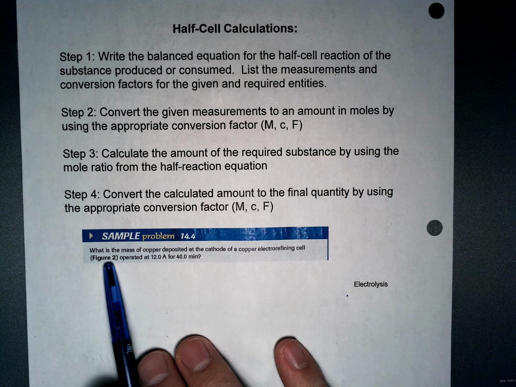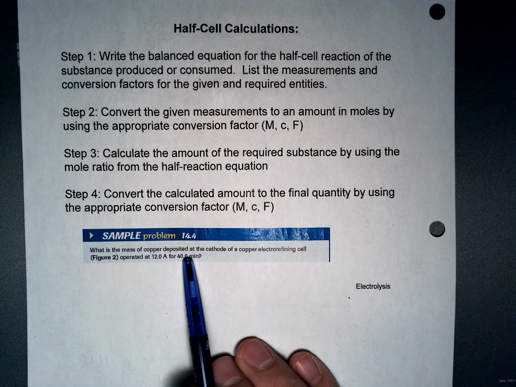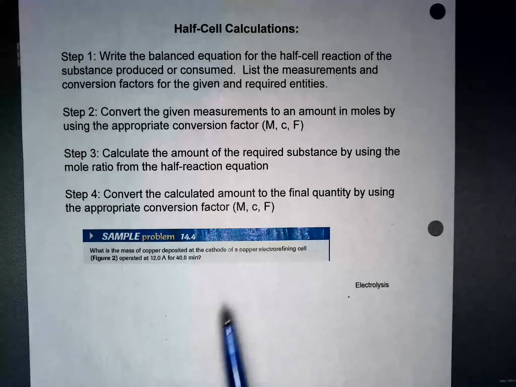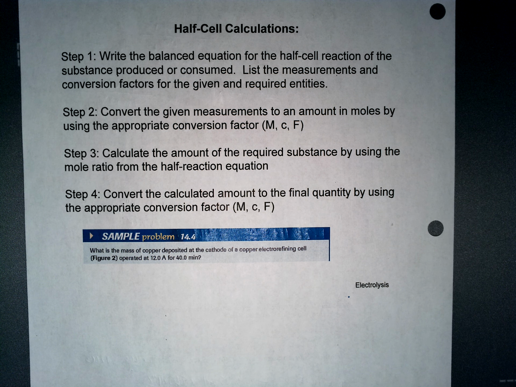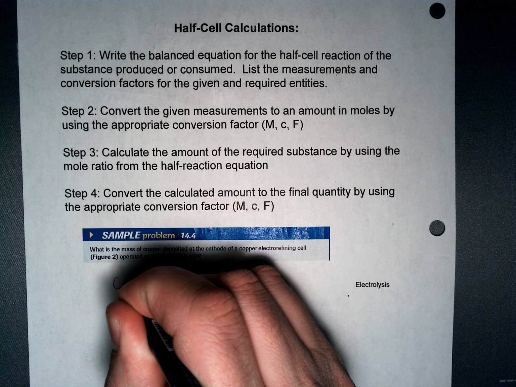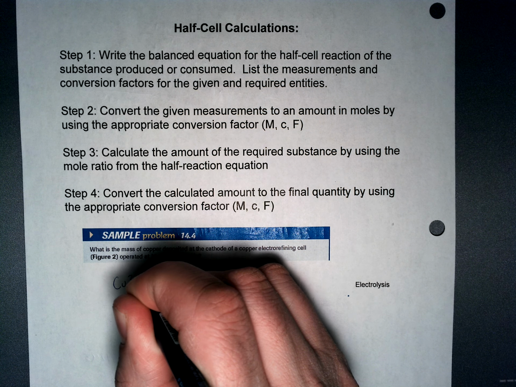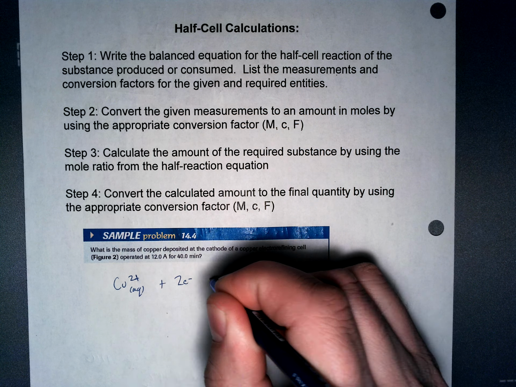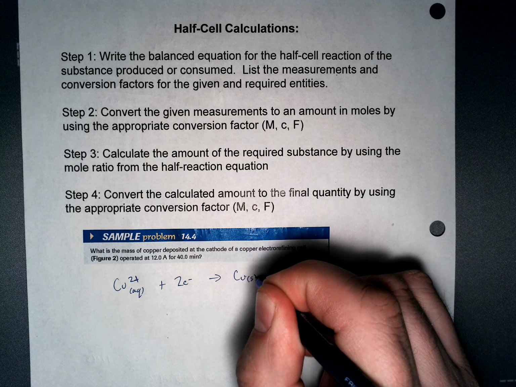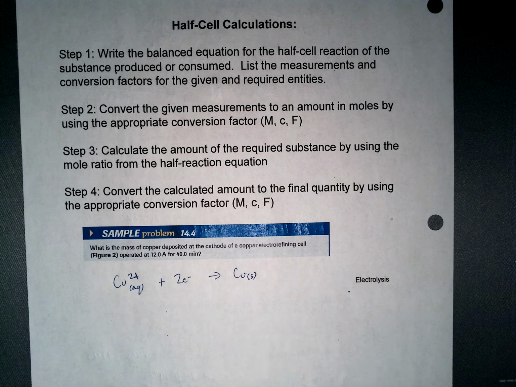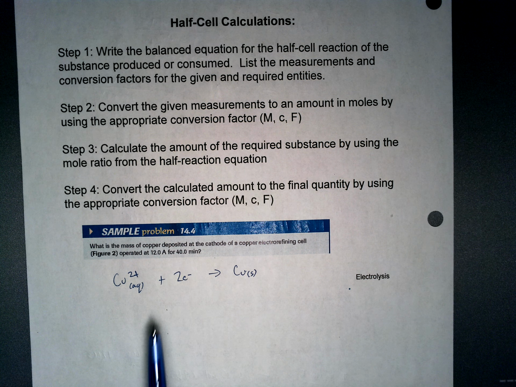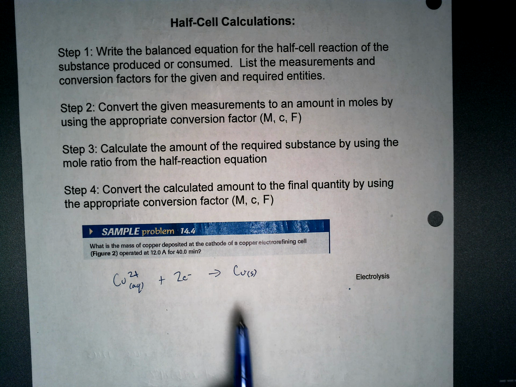Okay, what mass of copper is deposited at the cathode of a copper electrorefining cell? So our half reaction is going to be copper 2 plus plus 2 electrons produces copper solid. Because it's at the cathode, we know that copper has to be our oxidizing agent, so that's why we're writing it as copper 2 plus.